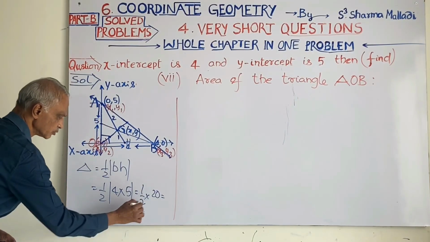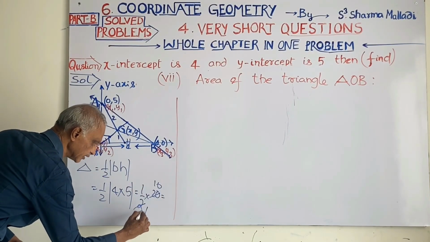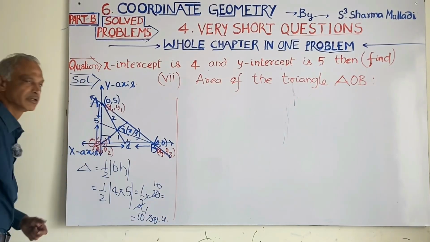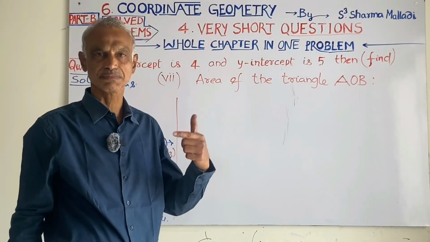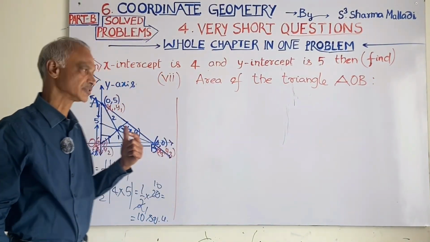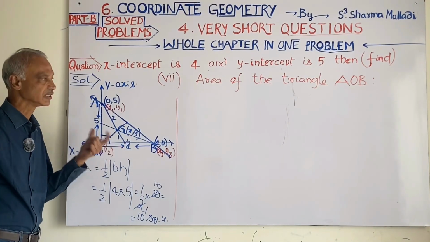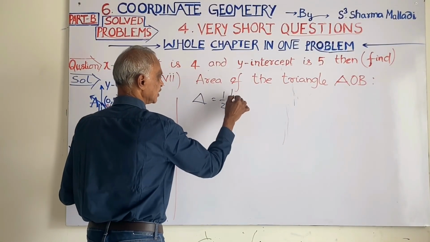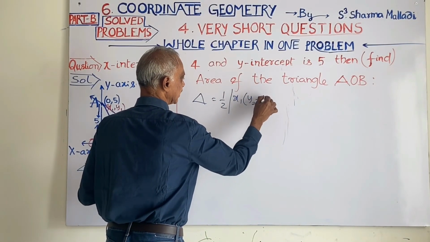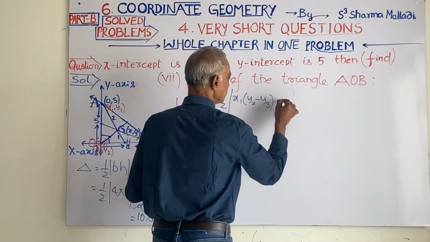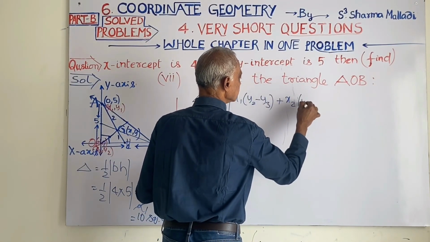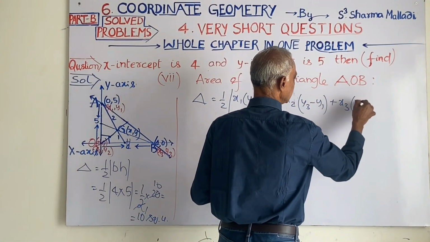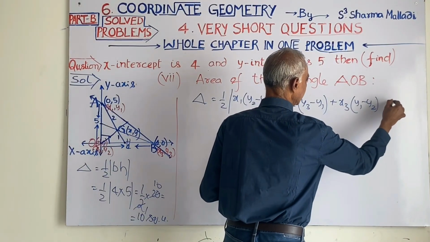You will get 2 1s are 2, 10s are 10 square units. You have many methods. Root of s into (s minus a)(s minus b)(s minus c). You have that formula also. You can find out the area of the triangle. In coordinate geometry, we have the formula half into mod of x1 into (y2 minus y3) plus x2 into (y3 minus y1) plus x3 into (y1 minus y2) square units.